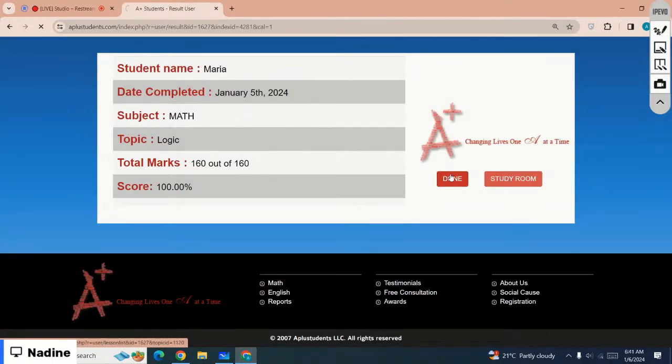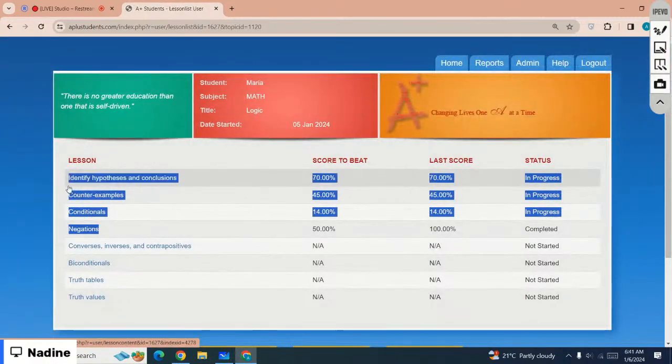Okay, we are done with the lesson. We were working on grade 10 math. The chapter we're working on is logic. The lessons we have covered today are identifying hypotheses and conclusions, counterexamples, conditionals, and negations. Please make sure that before the next session you complete all the practice questions for the lessons we did today. That is your homework until the next session, right?